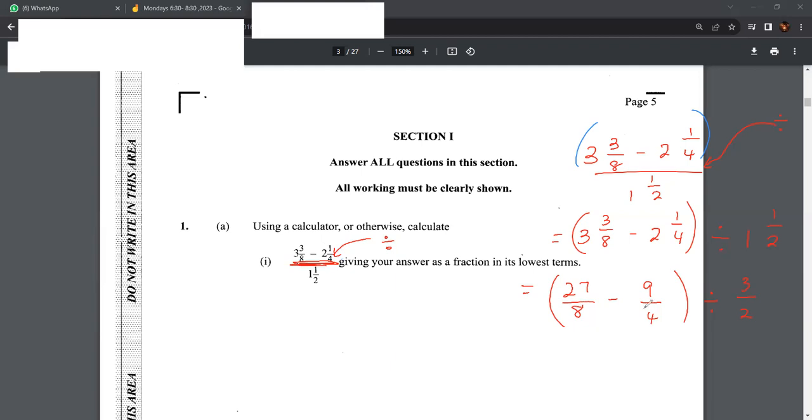So we find the LCM of 8 and 4. LCM of 8 and 4 will be 8. This is already 8, so I could multiply that by 1 to keep it as 8. Whatever I do to the bottom, I do it to the top. 4, in order to make 4 into 8, I must multiply it by 2. Whatever I do to the bottom, I must do it to the top.